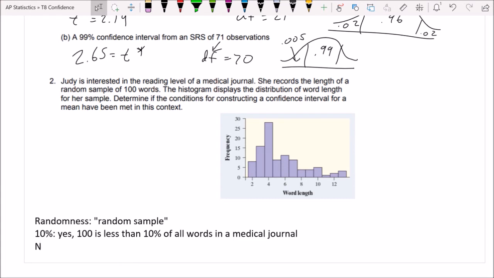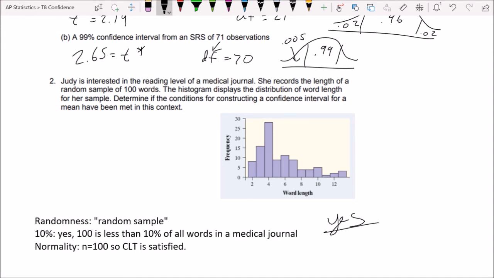And then we need to establish normality of the sampling distribution. Do we have that? Well, we had a random sample of 100, so I'm going to say n equals 100. So CLT is satisfied. So what's the answer to the question? Determine if the conditions for constructing a confidence interval for the mean have been met. Yes, they have. We've met those. So yes, we would be allowed to proceed with constructing a confidence interval.